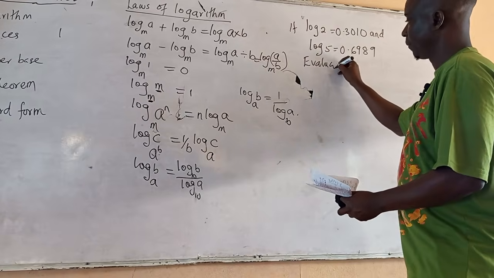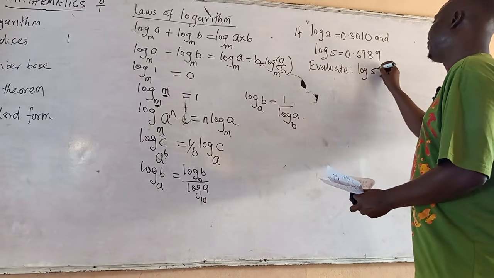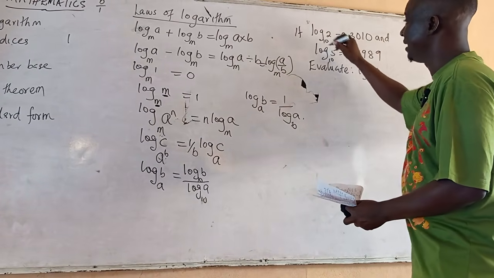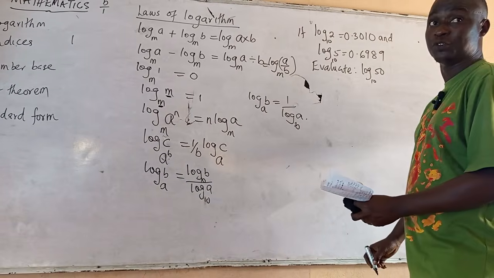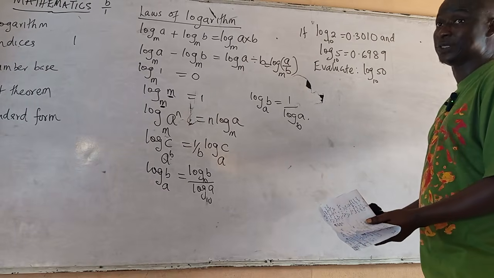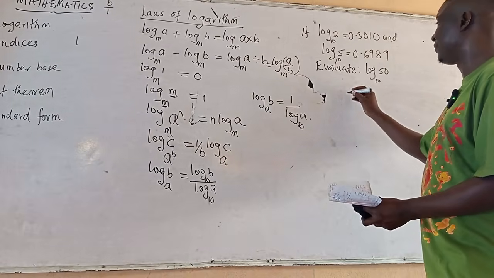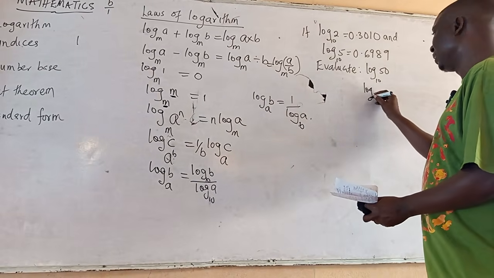Evaluate log 50. Don't forget this is base 10, even though they did not put it there. Just take it as base 10, though it can be the natural base, which is exponential, but for your level, let's take it as base 10. So evaluate this, and evaluate this.